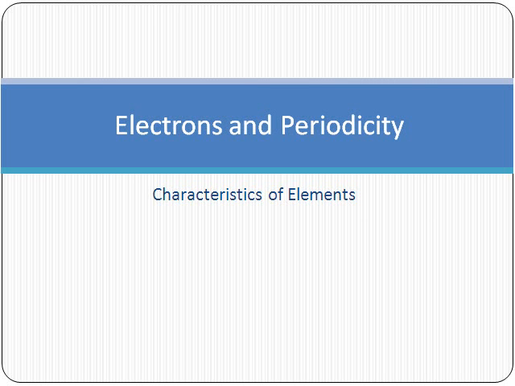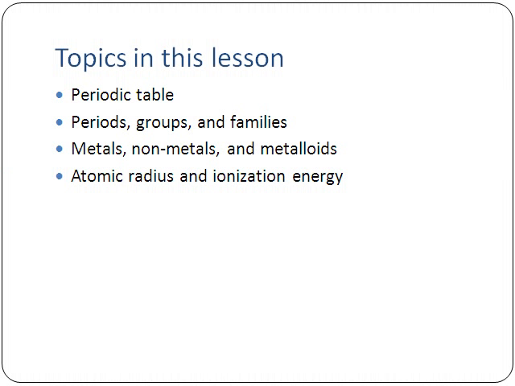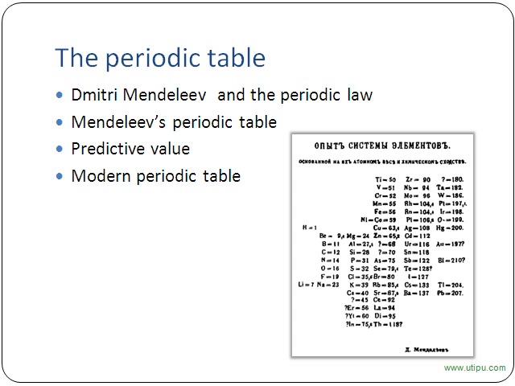We are continuing in our unit on electrons and periodicity, and today we're going to talk about characteristics of elements. The topics we're going to cover are the periodic table, periods, groups, and families in the periodic table, metals, nonmetals, and metalloids, and we'll talk about atomic radius and ionization energy and the trends that those show across the periodic table. So, first topic here is going to be on the periodic table.